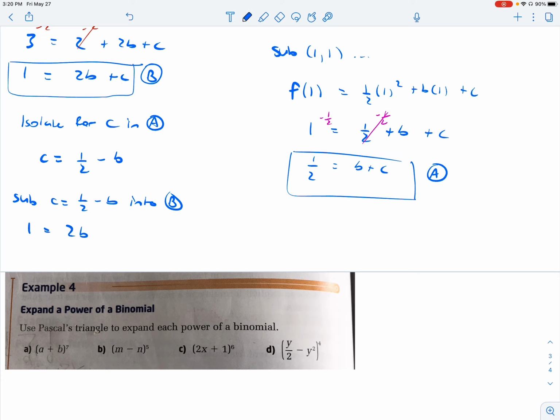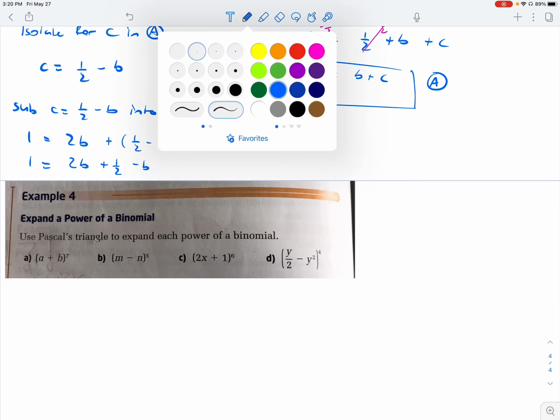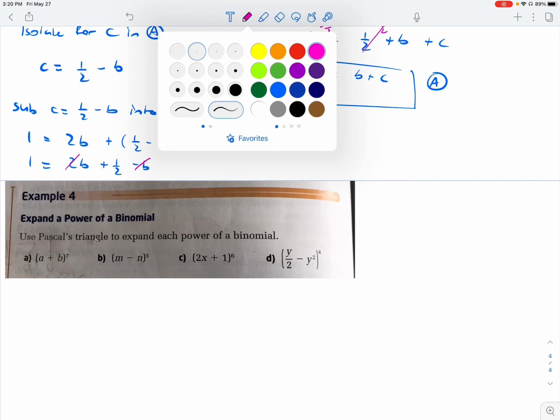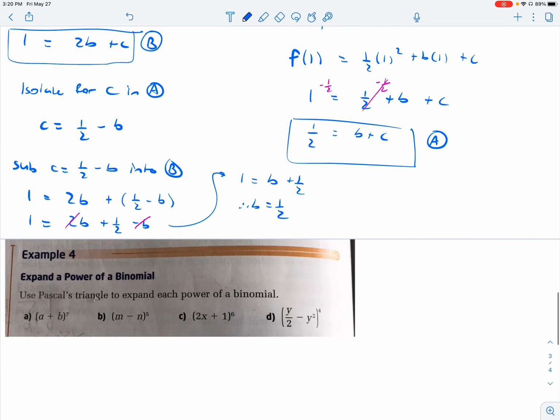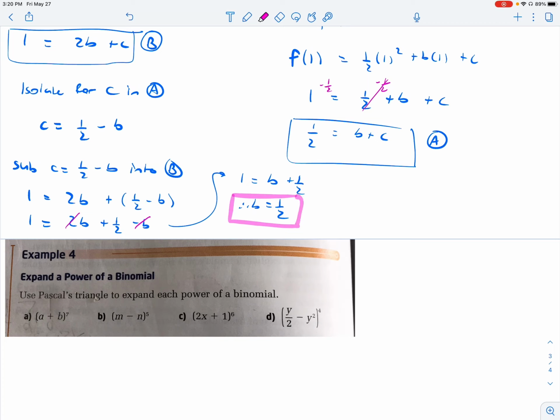1 equals 2b plus a half minus b. So we can see here that 2b minus b, those will cancel out to just 1b. So we're going to have 1 equals b plus a half. So therefore b equals a half. Just going to highlight this, because we'll come back to that later.